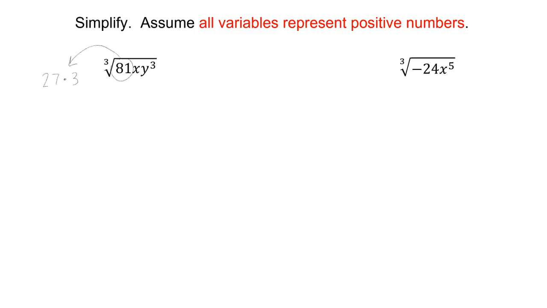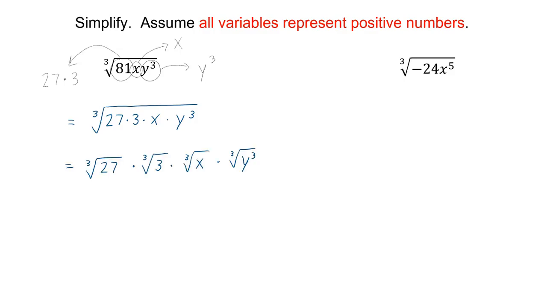We will rewrite 81 as 27 times 3 because 27 is the biggest perfect cube that will evenly divide 81. There's no need to rewrite the factor of x because the cube root of x is already fully simplified. And there's no need to rewrite y cubed because y cubed is a perfect cube. It's y times y times y. So now we have the cube root of 27 times 3 times x times y cubed.